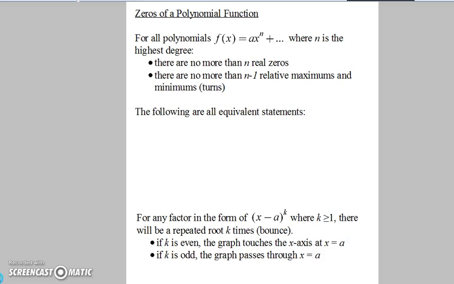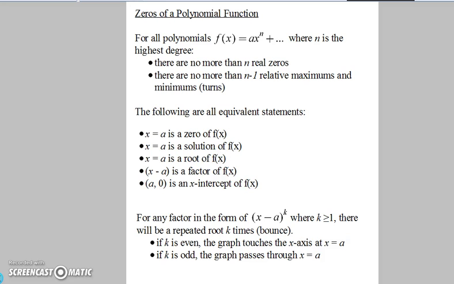Right below, these are all equivalent statements where they are used interchangeably. Okay. First of all, x equals a is a zero of f of x. X equals a is a solution of f of x. X equals a is a root of f of x. Those are all used very interchangeably. Even in class, we'll use them interchangeably. Typically, we use zeros or solution. If we say solve the equation, we're looking for the zeros.